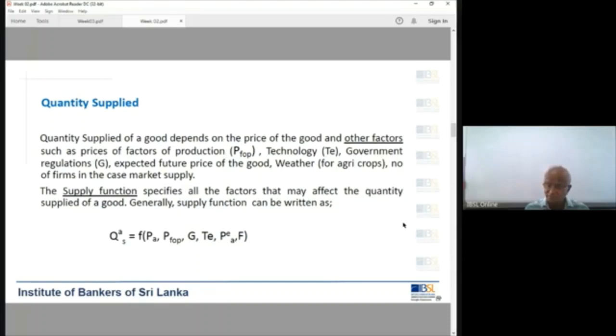Cost of production depends on wages, price of the fertilizer, price of the weedicide. Sometimes if they get a loan from the informal sector, the mudalali in the village, they have to pay interest also, either in kind or in money, right? Interest, right? Prices of factors of production affect the cost of production.